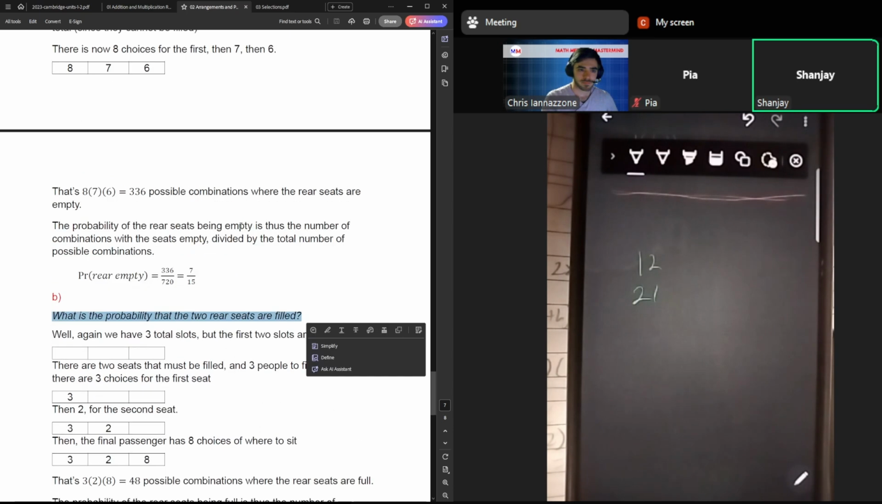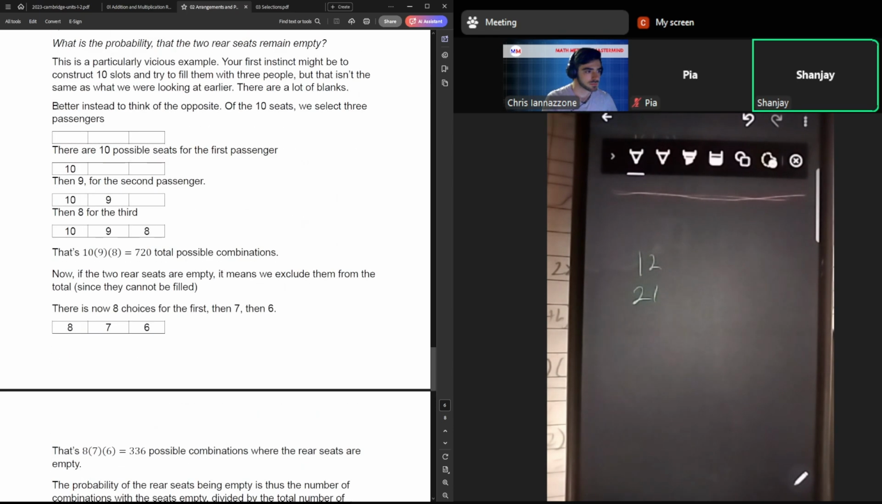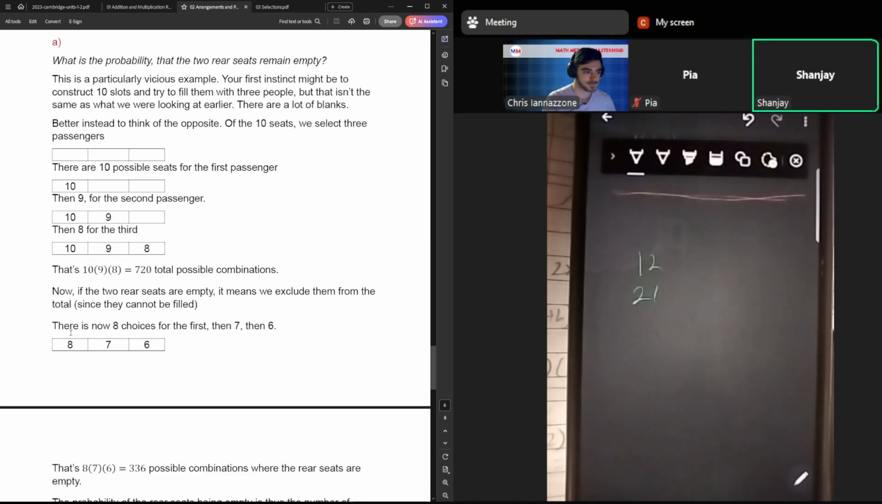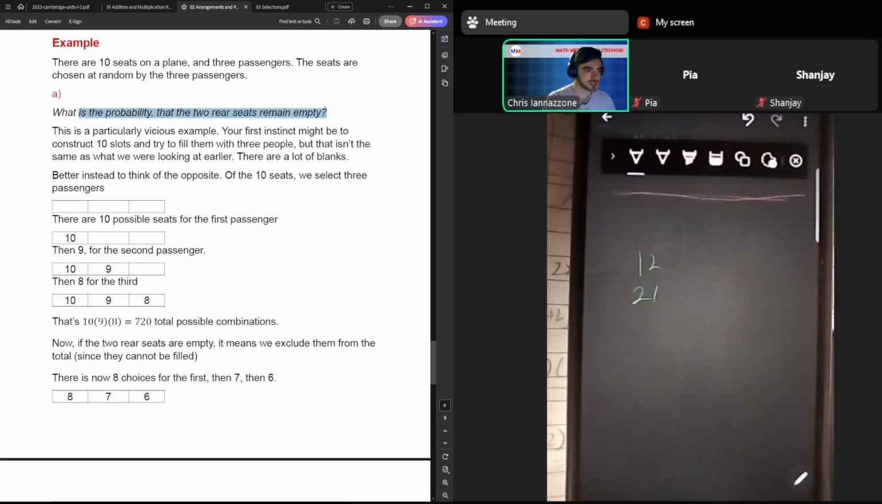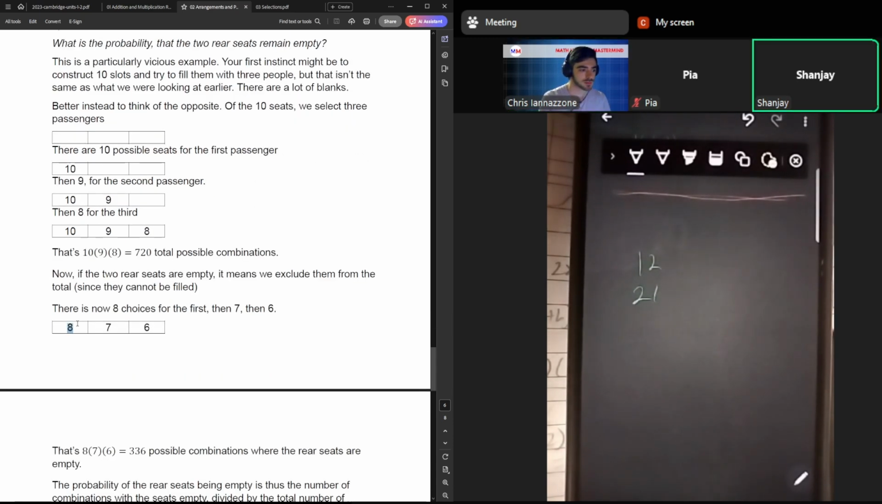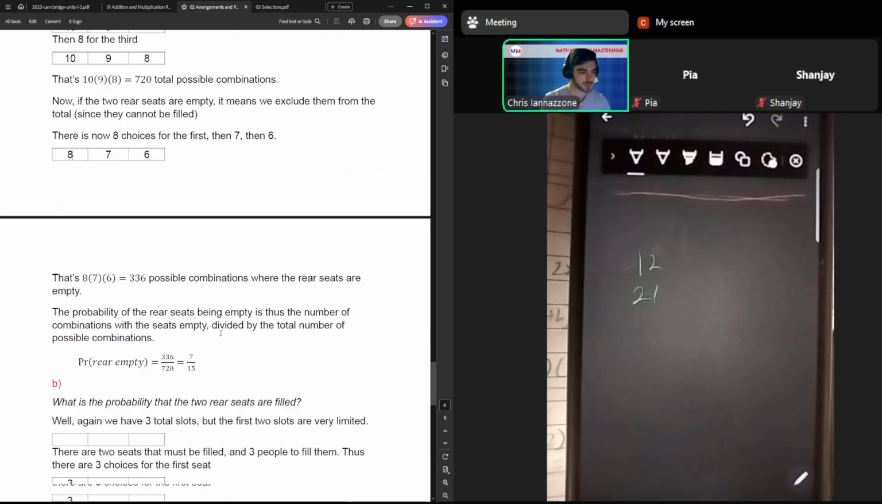Sorry, could you repeat that again? Repeat up until where? Just from the start? Like when you say we have to multiply 8, 7, and 6. Oh yeah, sure. So the question was to figure out the probability that the 2 rear seats remain empty. So if it's going to be empty, it just means we can't put a passenger there, essentially. So when you think about doing the same procedure we talked about earlier, we don't actually have 10 choices anymore. We have 10 minus 2 choices because 2 of them cannot be used. So, yeah, you start with your 8, then 7, then 6. Oh, all right. Okay. Cool.